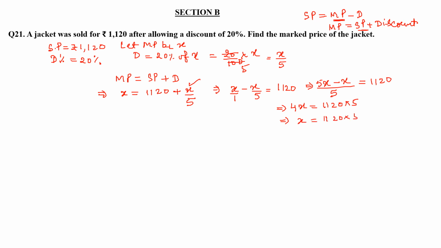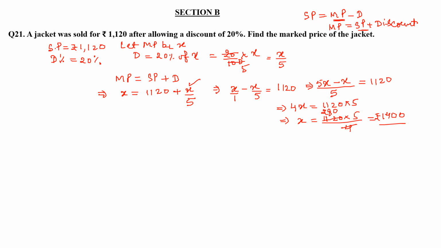And I'm transposing 5 to the other side, so it is 1120 into 5, and then X value will be 1120 into 5 divided by 4. You can reduce this: 4 times 280 will give me 1120, and 280 into 5, if you do, it will be 1400. So the marked price of the jacket is 1400 rupees.